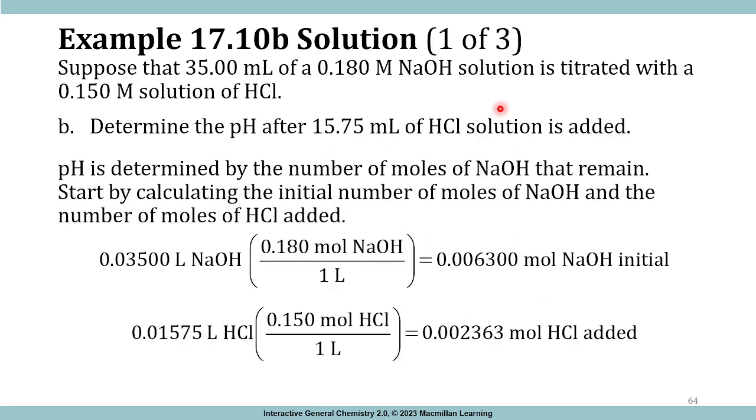Okay, the next part we're going to do here is determine the pH after 15.75 milliliters of HCl solution is added. Now in these problems, you're always going to be doing stoichiometry, aren't you? When you do stoichiometry, what do you normally need to get in? Moles, okay? So we're going to take 35 milliliters, get that into liters, so divide by 1,000, right? Then we're going to multiply that by the molarity, because molarity is moles over liters, right? And that will give us our moles.